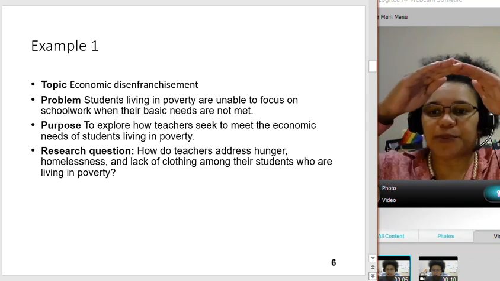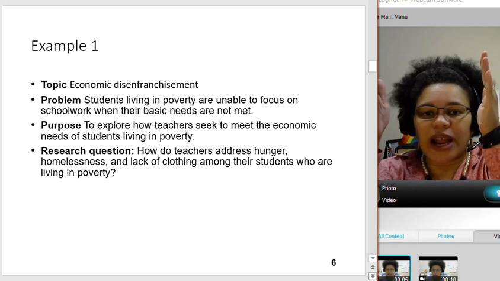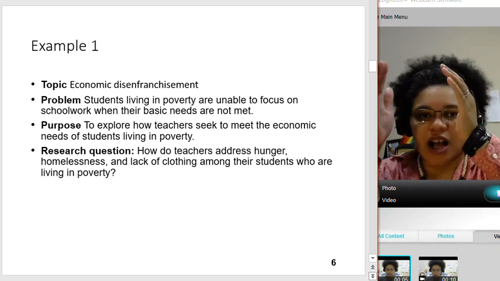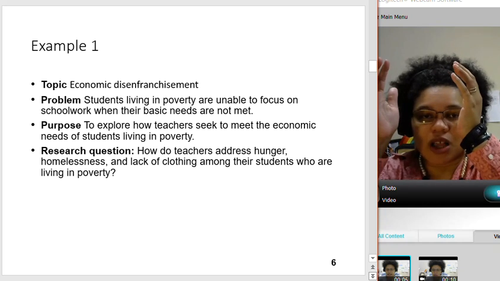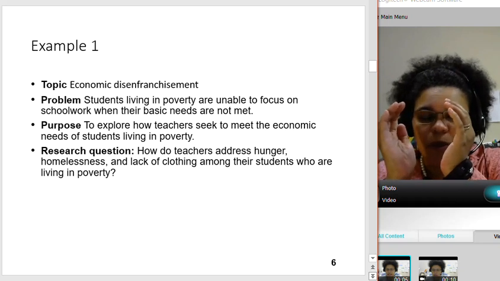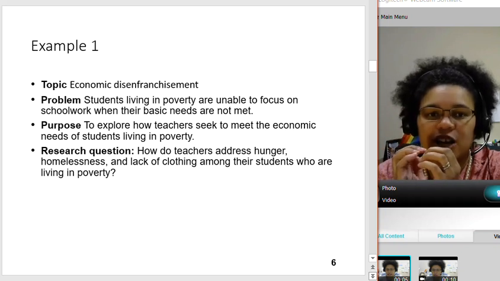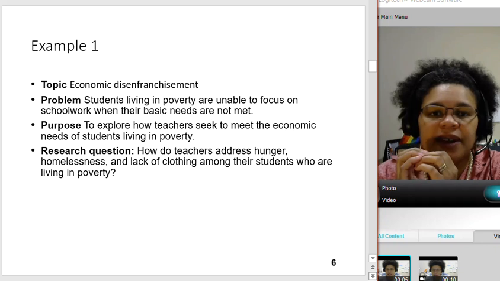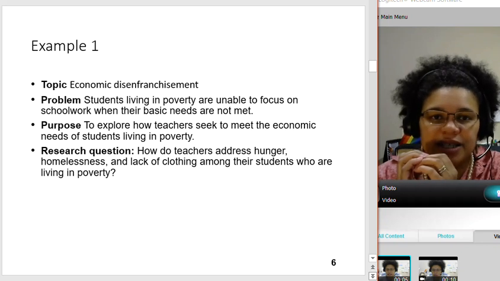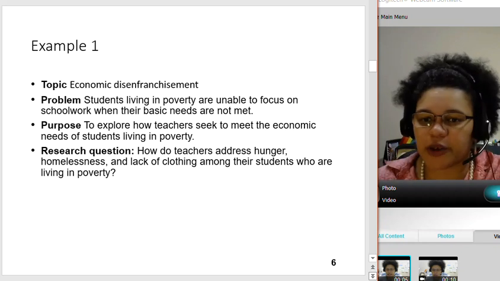So we start with this broad topic, economic disenfranchisement, okay? And we gradually narrow, okay? Students who are living in poverty can't focus. Teachers, and then the purpose: how do teachers deal with this? And then the research question: how do teachers deal with these specific aspects of economic disenfranchisement? Okay, you see how that goes from wider to more narrow?